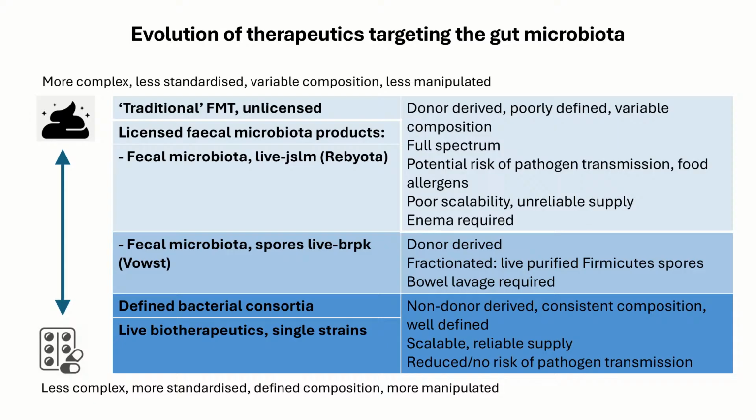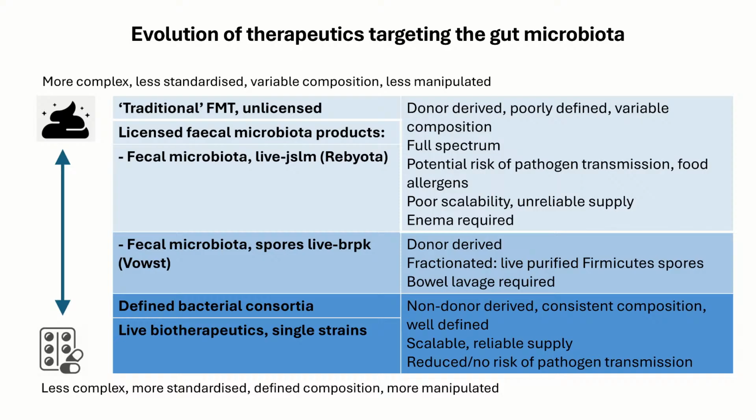So there is an evolution. I've talked a lot about the problems with traditional FMT. There are a couple of licensed products in the US and Canada that have come to the market, Microbiota and Faecal. We'll talk about those in a little while. They are essentially next generation traditional FMT. They still rely on human donors providing samples and then being processed in some way. So they still have the issues with poor scalability and unreliable supply, as well as the problems with lack of standardization.